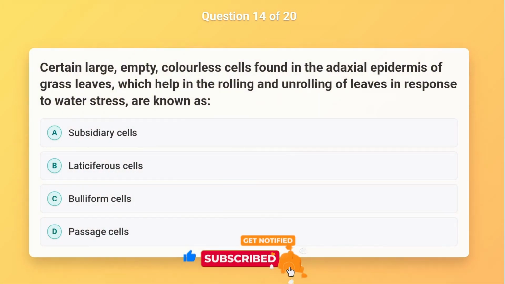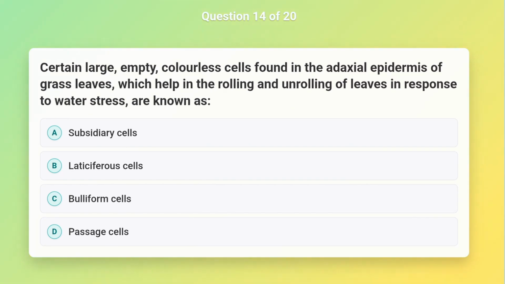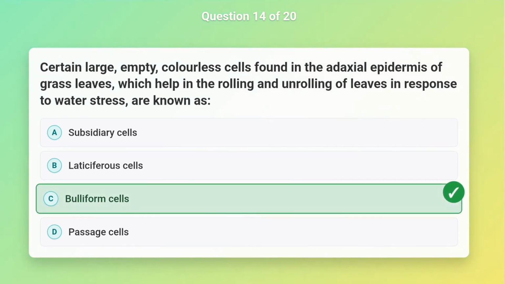Certain large, empty, colorless cells found in the adaxial epidermis of grass leaves, which help in the rolling and unrolling of leaves in response to water stress, are known as bulliform cells.